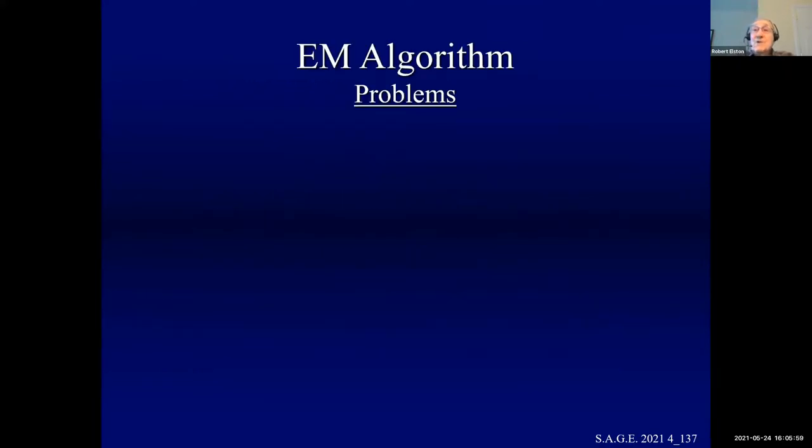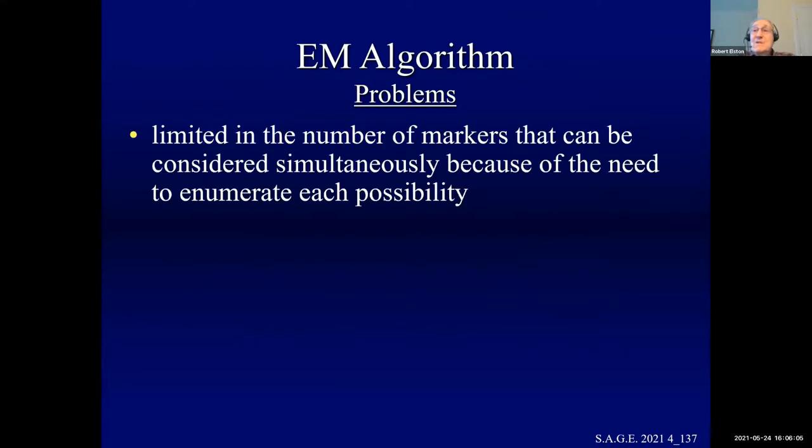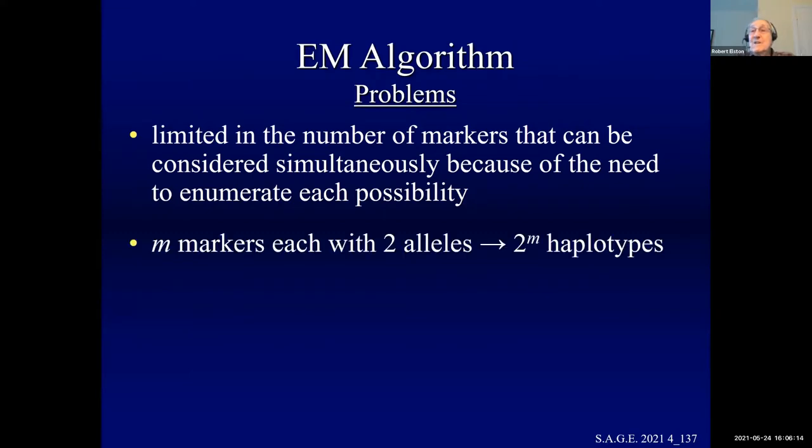So I just want to talk about the EM algorithm problems. There are lots of problems with the EM algorithm. It's limited in the number of markers that can be considered simultaneously because of the need to enumerate each possibility. With M markers, each with two alleles, you have 2 to the M haplotypes. And you can see from this table that with 2 markers you have 4 haplotypes, with 5 you have 32, and even for 10 you have over 1,000. It soon gets unwieldy.